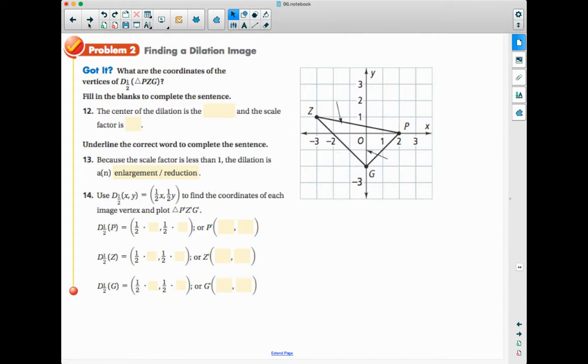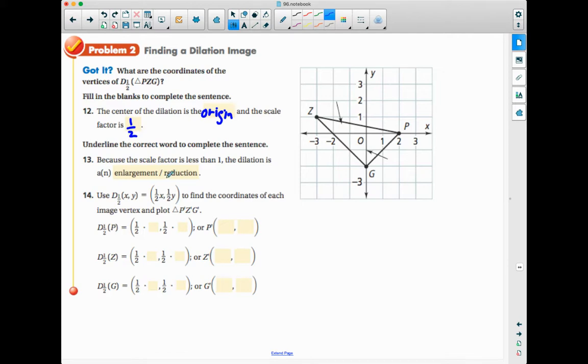Find the dilation image. What are the coordinates of the vertices of a dilation by a factor of 1/2 of triangle PZG? First off, if the dilation factor is 1/2, is it an enlargement or a reduction? It's a reduction, right? Because 1/2 is less than 1. So I know my figure is going to get smaller. If for some reason I'm doing the problem and my figure is getting bigger, I'm doing something wrong. So that scale factor of 1/2, we're going to use the origin as my center.